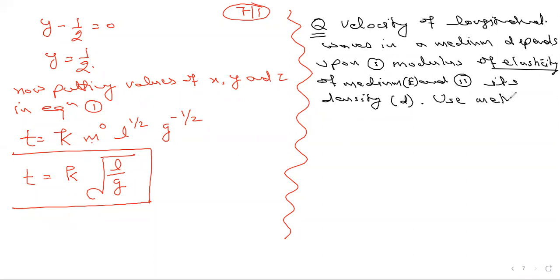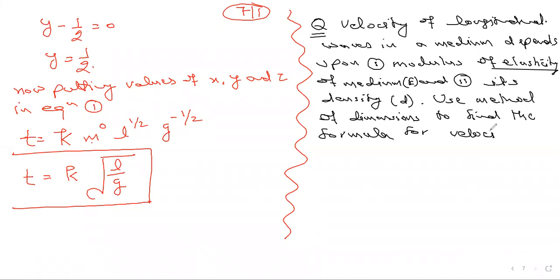Use the method of dimensions to find the formula for velocity. Try to get it. And if the meeting gets over, then write down the solutions and send them to me.